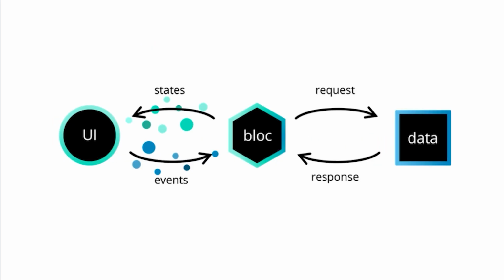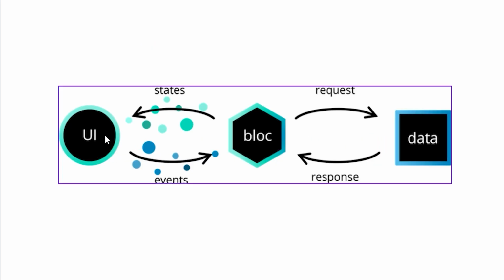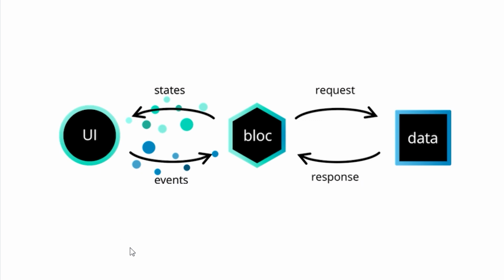To make it more clear, here we have a diagram of it. We have this UI on which some events will trigger, and these events will come to the Bloc, it will process them, it will send requests to the data, the data will give us the response, and finally it will emit the state on the UI. That will be the specific state according to the events triggered. So I hope this diagram makes it more clear what Bloc is and how its processing works.